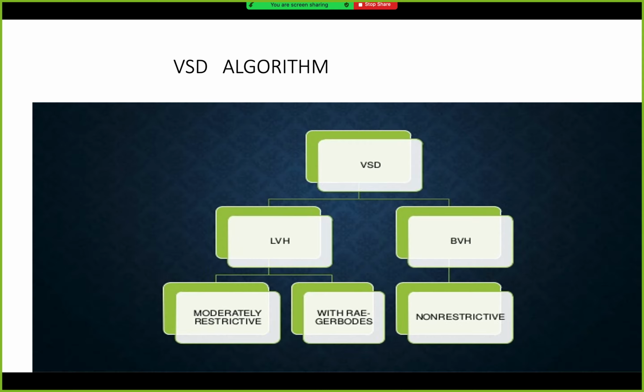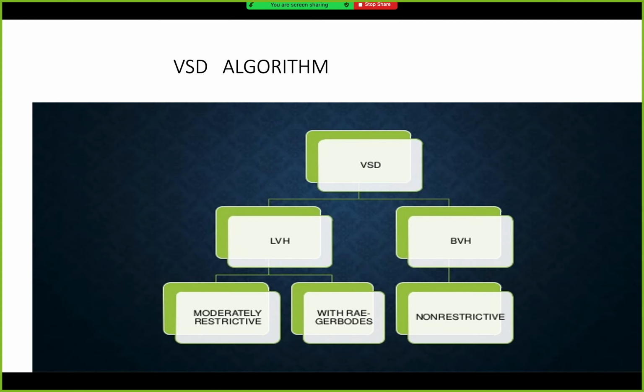So as I was talking about the different types, we should be able to understand the mechanism as well, what is happening. As we are now already aware of the VSD algorithm, the other thing we all have to keep thinking about, as I had said, for example, in the non-restrictive VSD, there will be a large left to right shunt, and that is the reason in the ECG as well, which I had shown, we do expect a right axis deviation. There will be a right atrial or combined right and left atrial enlargement. Similarly, we can notice what is called a biventricular hypertrophy.